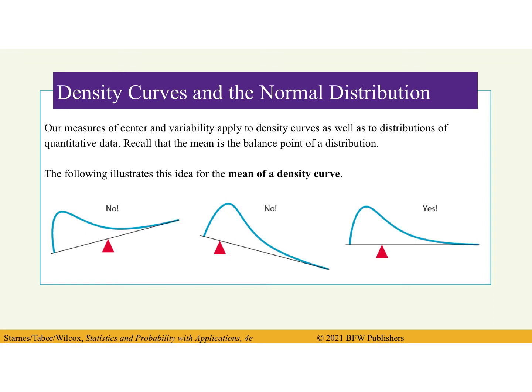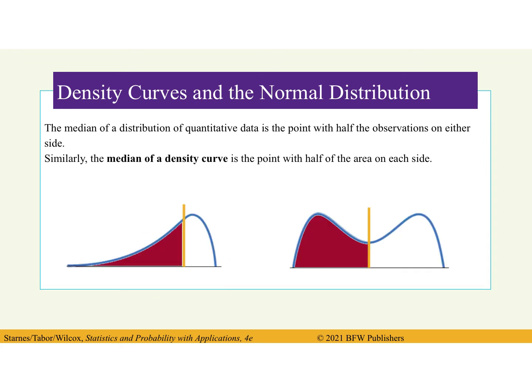To make it balance. Now, the median is the halfway point where 50% of the data is on one side and 50% of the data is on the other. So that means the area is divided up. The median of the density curve is with half of the area on each side.